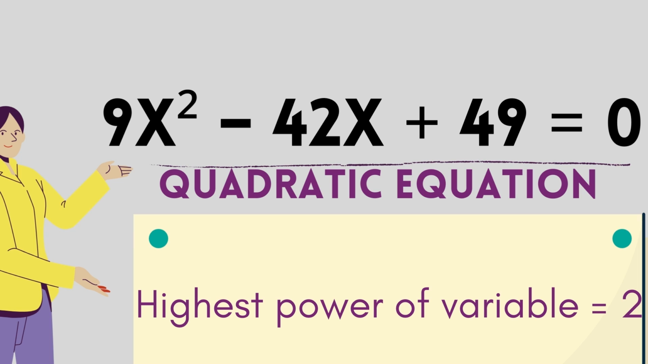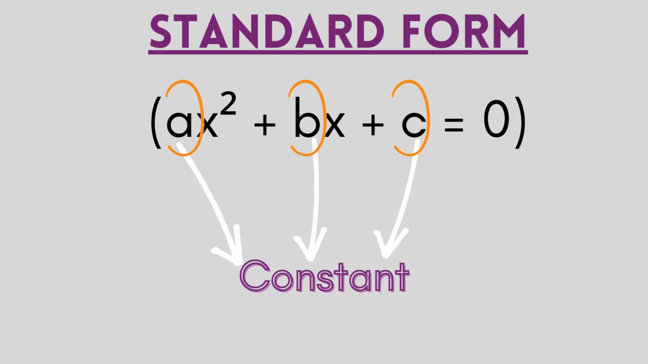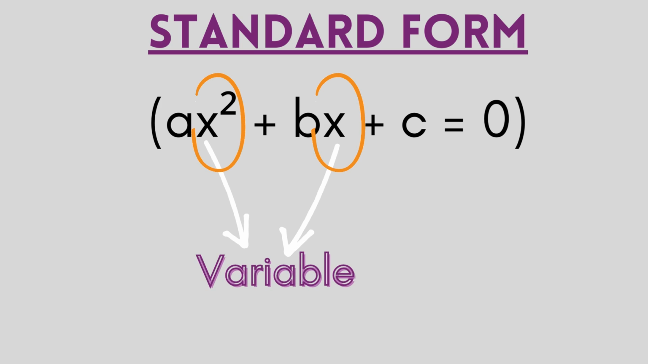Now here is an important information that you will need to retain. The standard form of quadratic equation is ax square plus bx plus c is equal to 0, where a, b and c are constants and x, of course, is a variable.